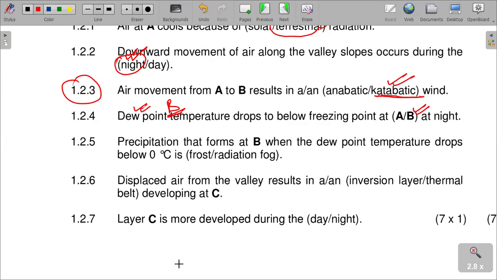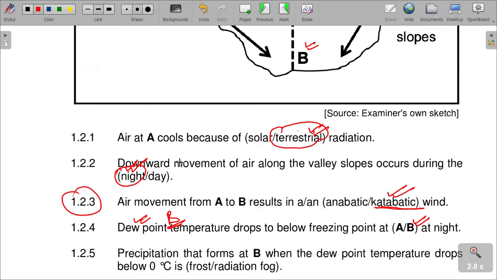Number 1.2.5: the precipitation that forms at B when dew point temperature drops below 0 degrees Celsius is dash. We are talking about the form of precipitation that forms at B when dew point temperature drops to below 0 degrees Celsius. What is it called?